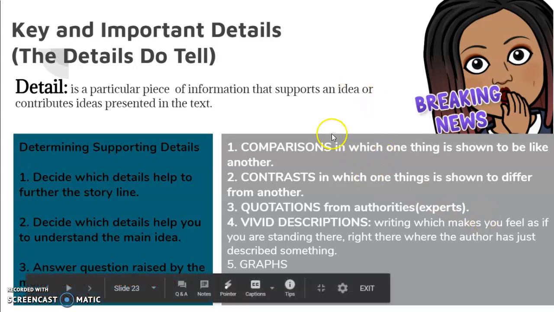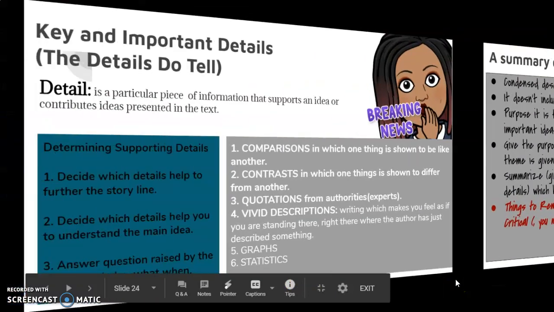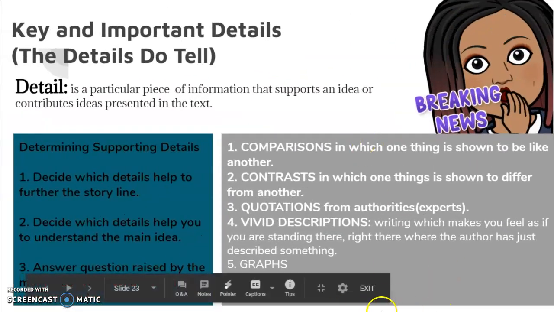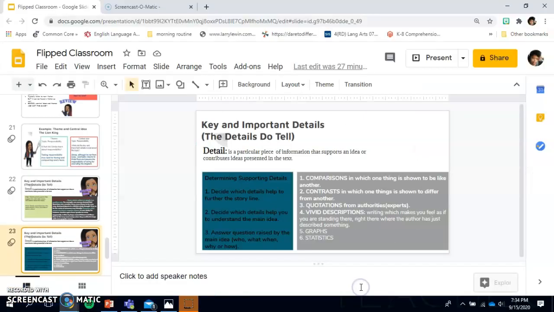Here are examples of details, especially details that we will see in our text. Oops, let me go back. I'm trying to make sure that you guys can see this.